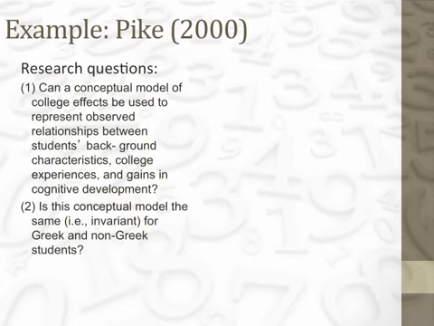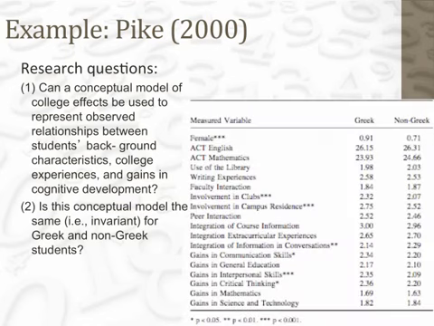But then the second research question: he was interested in understanding, is this conceptual model, basically the background characteristics, college experiences, and gains in cognitive development, are those variables the same for Greek and non-Greek students? So how did he do this? He did what we call a t-test. So here's his table, and I'll put his whole article up in the supplemental section of Blackboard, but here's the table that he used to report his results to try to analyze research question number 2.